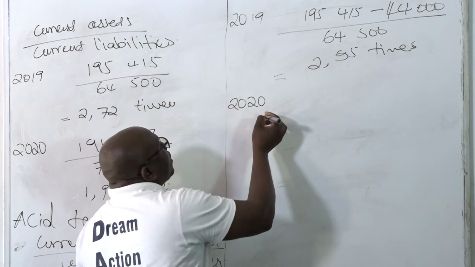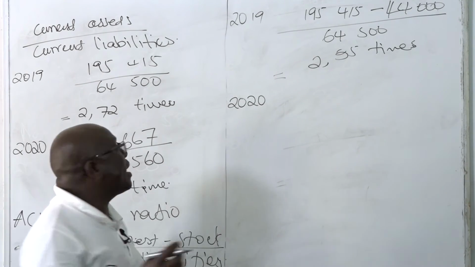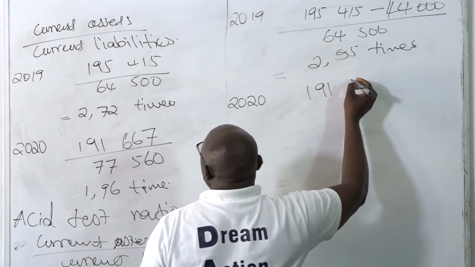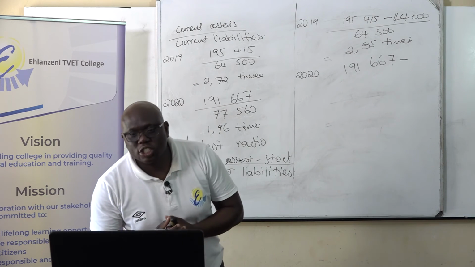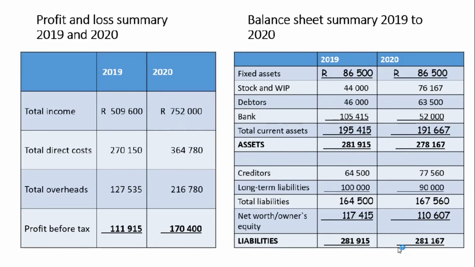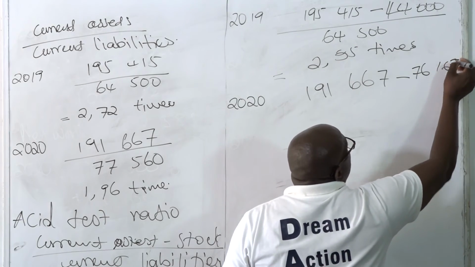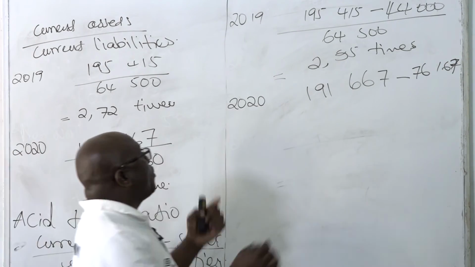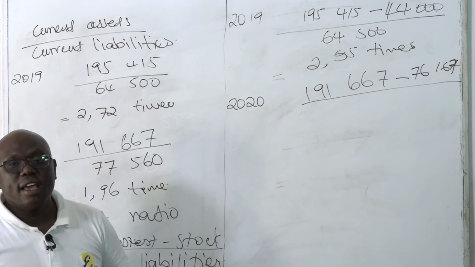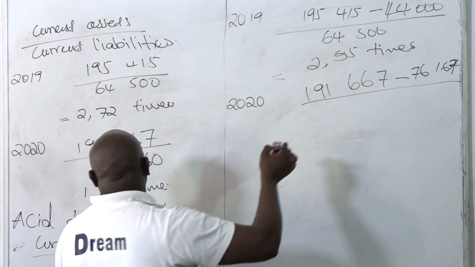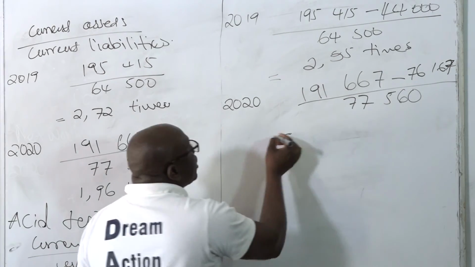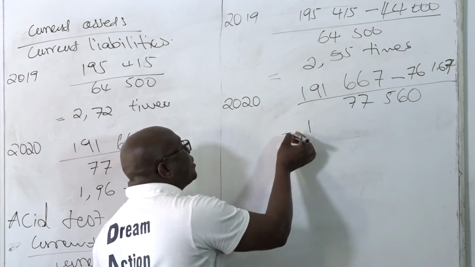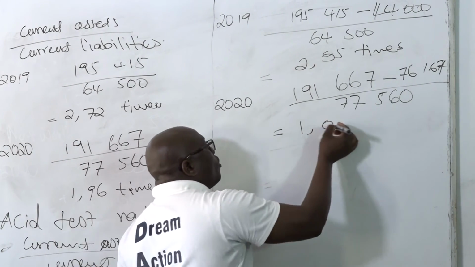So in 2020, the same happened. Our current assets are 191,667, and then we are going to subtract our stock, which is the stock and work in progress, 76,167. Then we are going to divide by our current liabilities in order to get our acid test ratio. Our current liabilities are 77,560, which gives us 1.09 times.